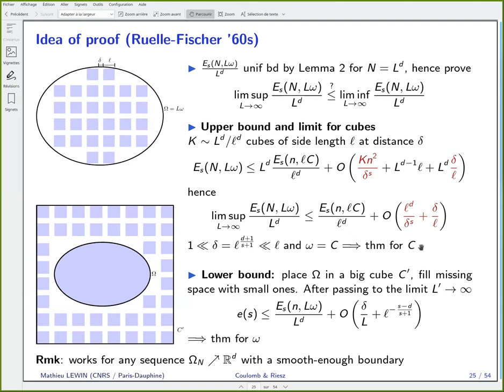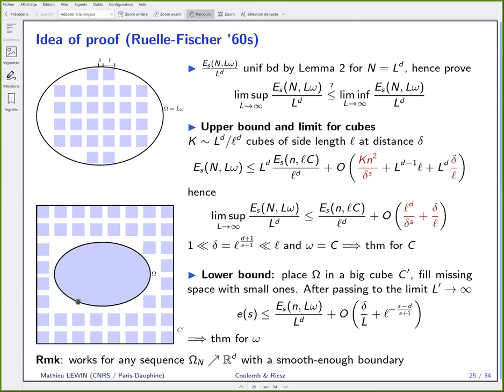So you know that the limit exists for cubes. And then you show that the limit for cubes actually works for all omega. Okay, so you already have shown an upper bound. So now you have to prove a bound in the other direction. And the way to do that is as shown in this picture.